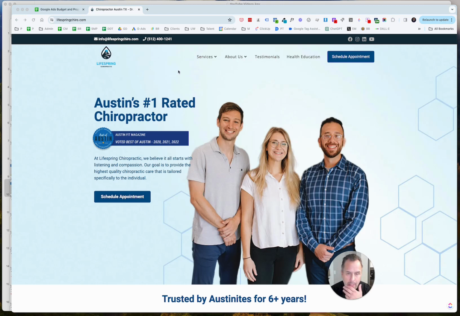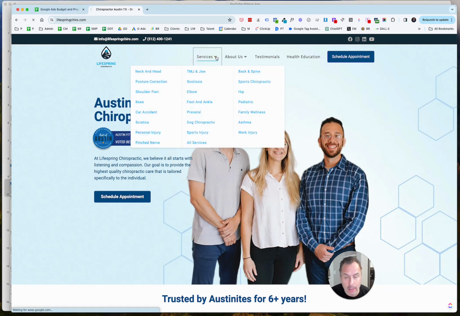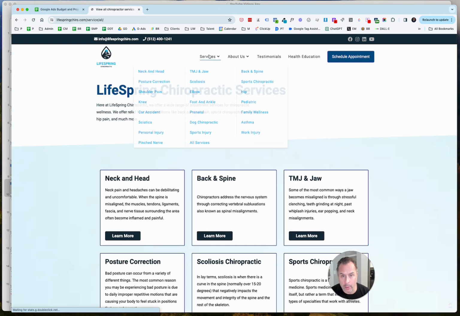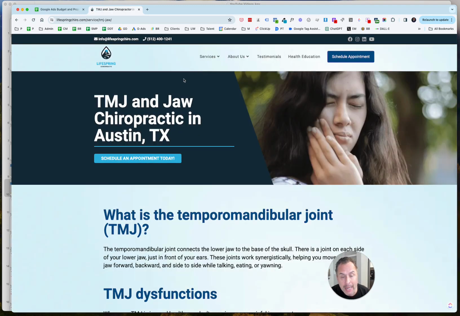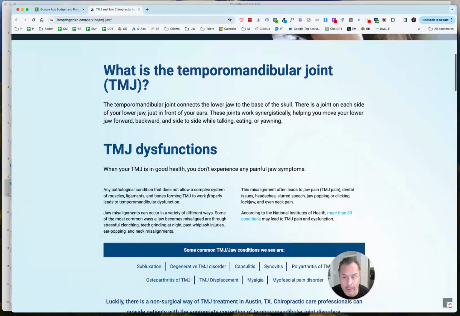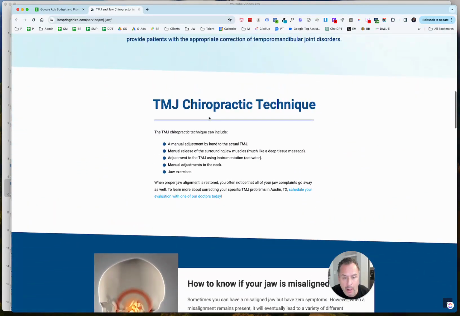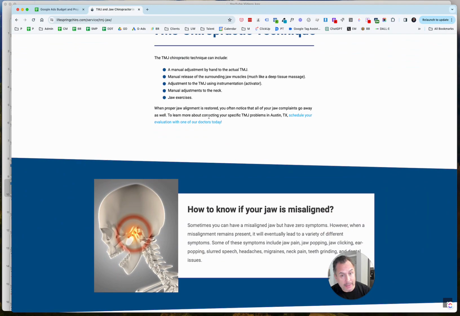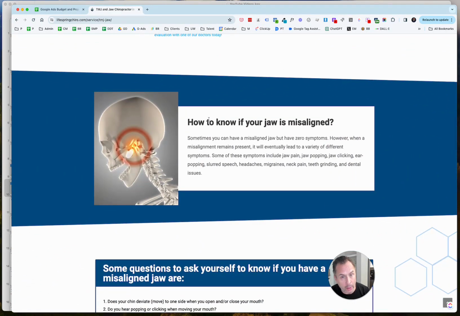And to touch more on this, let's look at a chiropractic website. So this is LifeSpring Chiropractic out of Austin, and you can see services, and if you've got a website, you probably have something similar to this, right? LifeSpring does a fantastic job at creating pages, by the way, for every single service that they offer. So TMJ and Jaw has its own landing page just for that specific service, which helps them tremendously, not only on the PPC, the Google Ads side, but also with SEO, right?